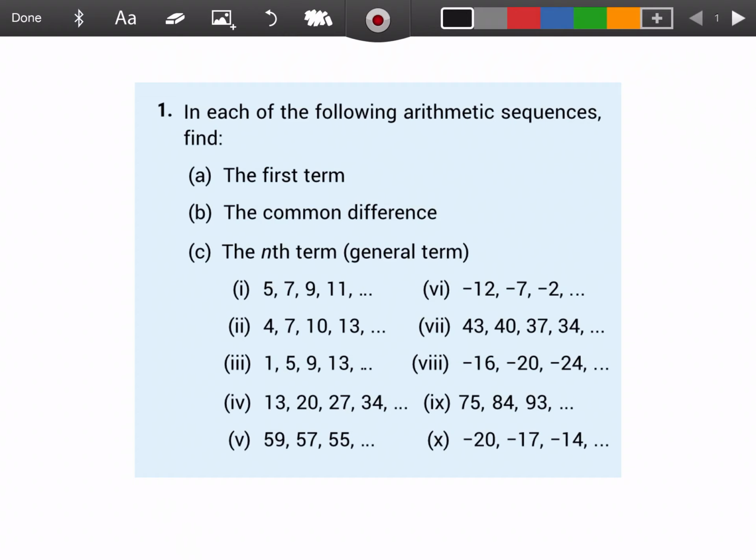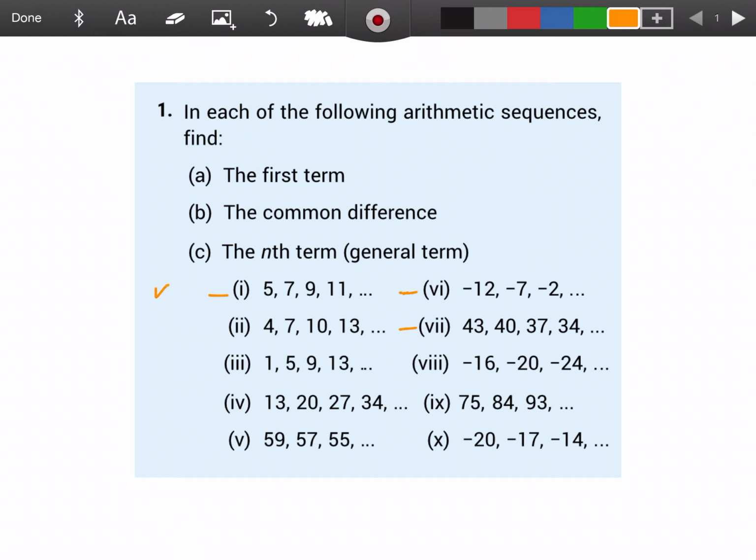So question 1 is here, an arithmetic sequence. All we're asking for is the start term, which is term A, the common difference, which is term D, and the general term, or Tn, the nth term. I have done 3 parts for you in this problem: part 1, part 6, and part 7.